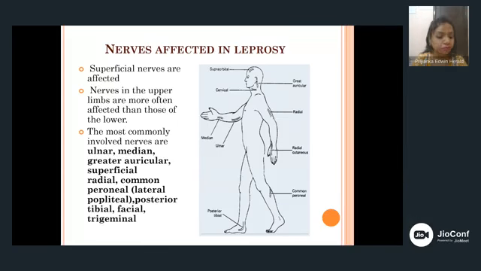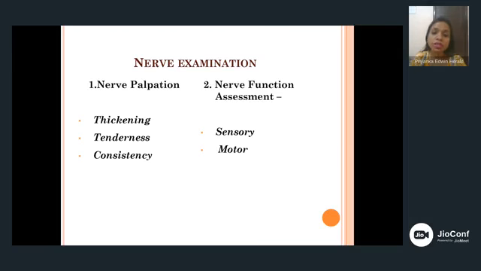And then superficial radial, common peroneal, which is also called lateral popliteal, posterior tibial, facial, and trigeminal. So these are the nerves which are affected in leprosy, and all of these are superficial nerves. Now we come to the nerve examination. How do we examine the nerve?